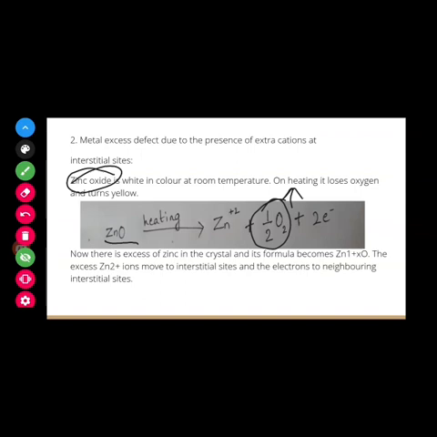These cations will now occupy interstitial sites. That is why you say there is excess of zinc, and the formula will become Zn 1 plus x O. This is that excess of Zn. Here there's a small correction: this 1 plus x has to be a subscript.